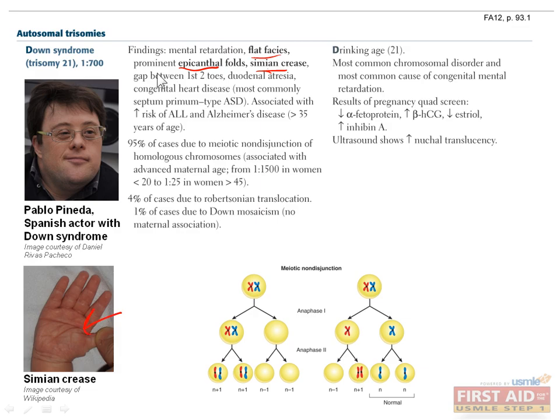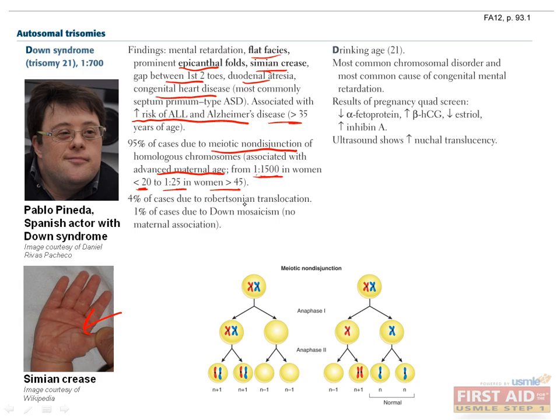They can also have a gap between the first 2 toes, duodenal atresia, and congenital heart disease, and have an increased risk of acute lymphoblastic leukemia and Alzheimer's disease, which they can get at a young age. The most common cause of Down syndrome is meiotic non-disjunction, which becomes increasingly common with advanced maternal age. At the age of 20 or younger, this non-disjunction occurs in only 1 out of 1,500 pregnancies, whereas in women over the age of 45, it occurs in 1 in 25 pregnancies.